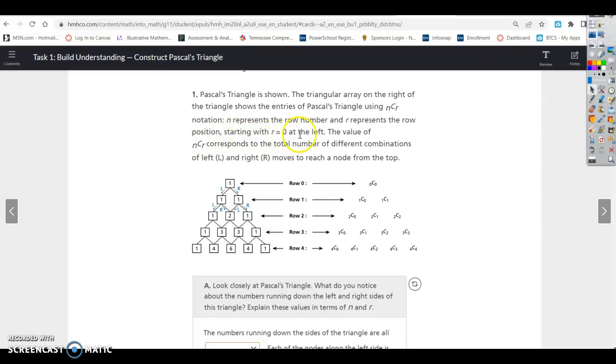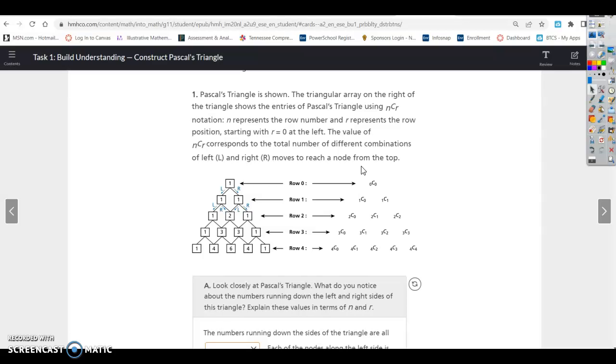So what row 0 at the left? The value of nCr corresponds to the total number of different combinations of the left and right moves to reach each node from the top of the triangle. Okay, so Pascal's triangle is very easy to construct.